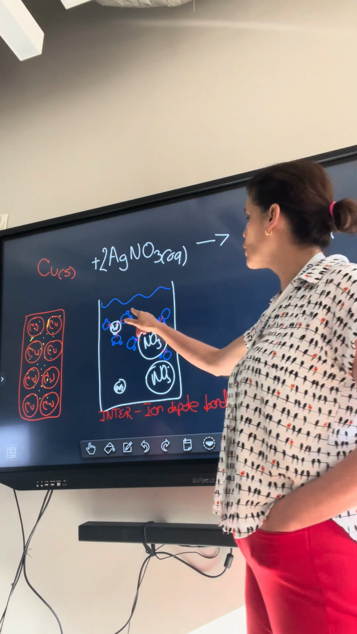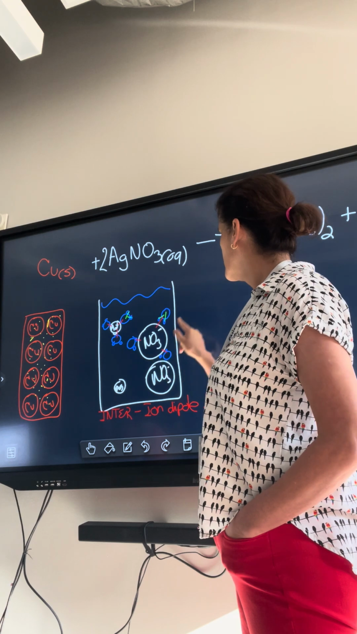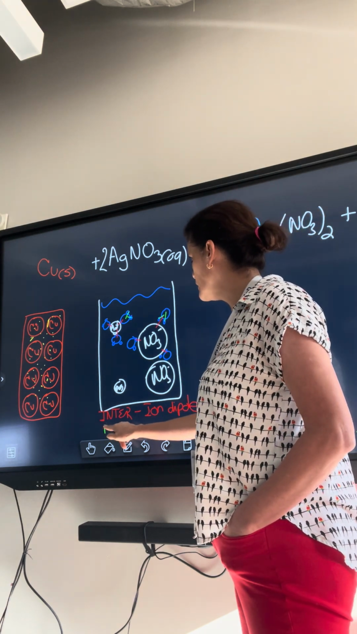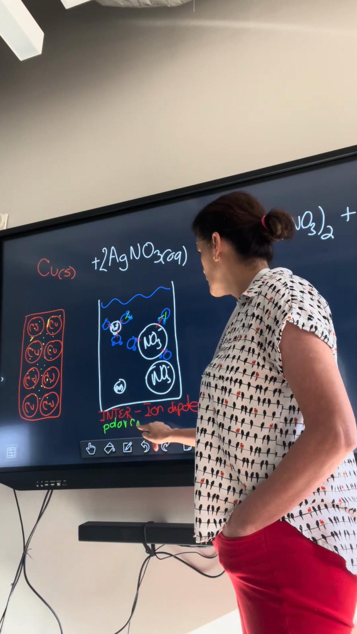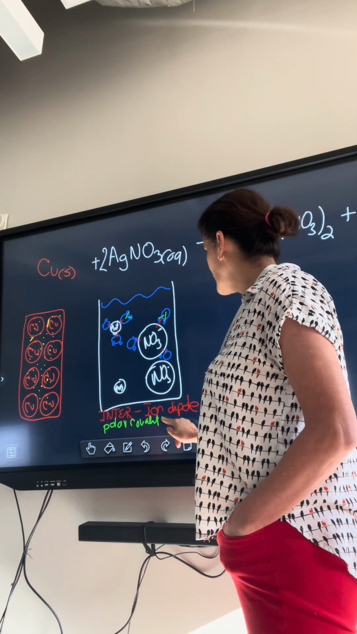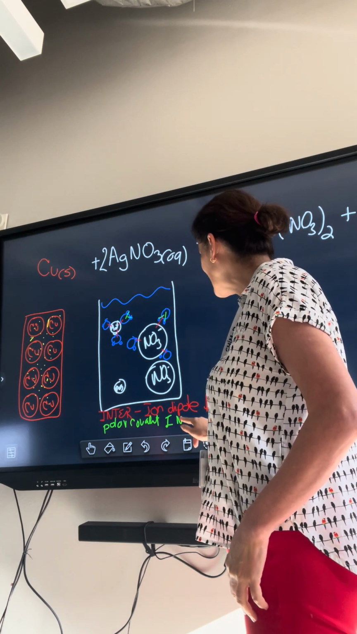Water has polar covalent bonds, right? That is a polar covalent, and that's an intra bond because it's what makes up the water. So it's intra.